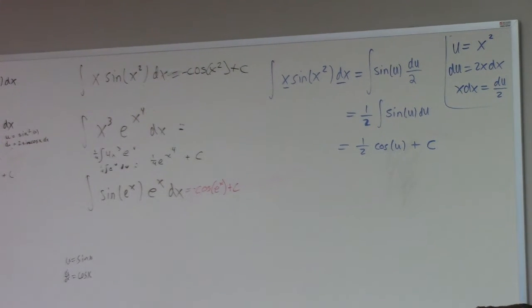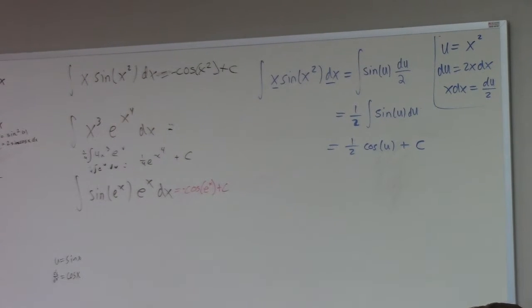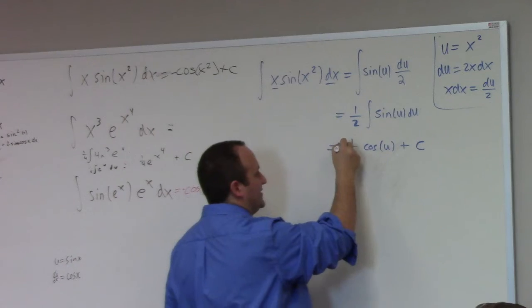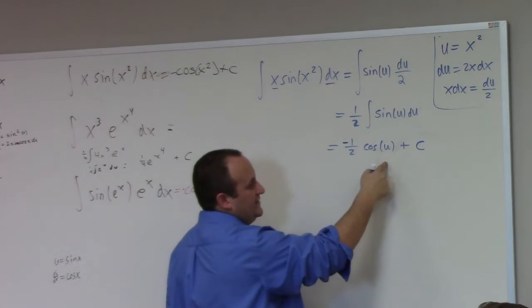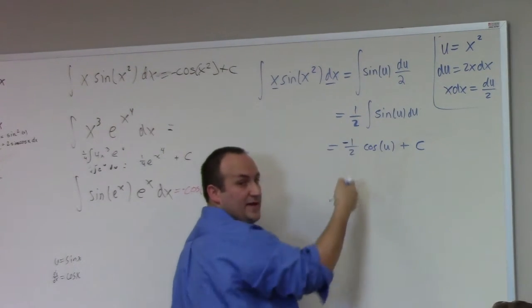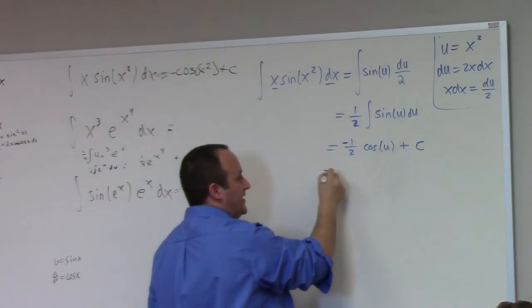Yeah? Because u is equal to x squared. That's part of why it's wrong. It's not the final answer, right? But yeah, it's minus, right? There's a minus. So exactly, if I differentiate this, now I get back there. Without the minus, I don't. And so I have minus 1/2.